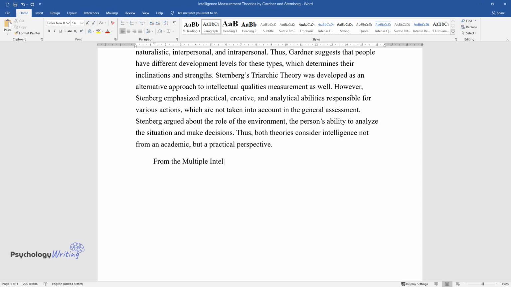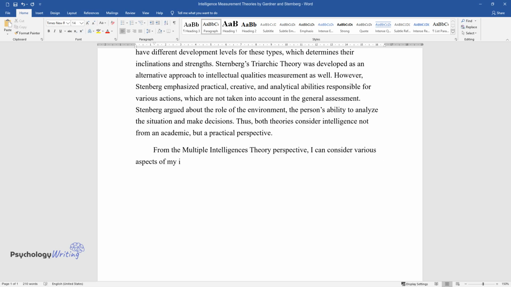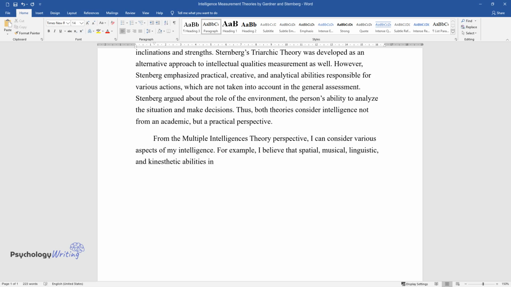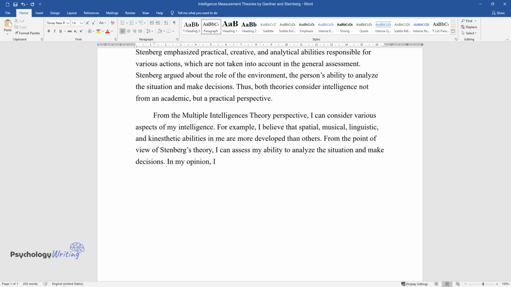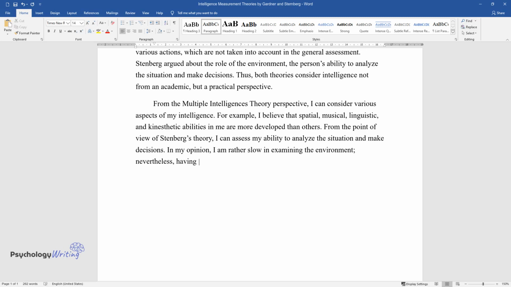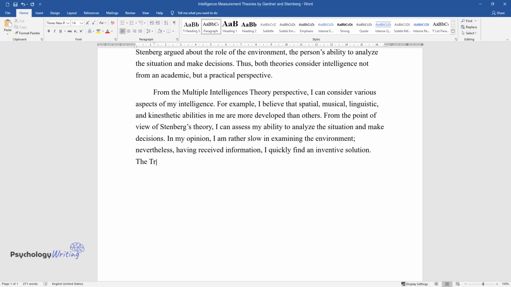From the multiple intelligences theory perspective, I can consider various aspects of my intelligence. For example, I believe that spatial, musical, linguistic, and kinesthetic abilities in me are more developed than others. From the point of view of Sternberg's theory, I can assess my ability to analyze the situation and make decisions. In my opinion, I am rather slow in examining the environment. Nevertheless, having received information, I quickly find an inventive solution.